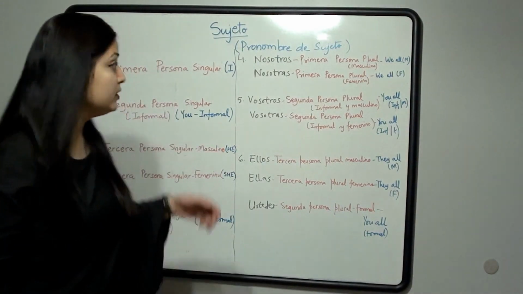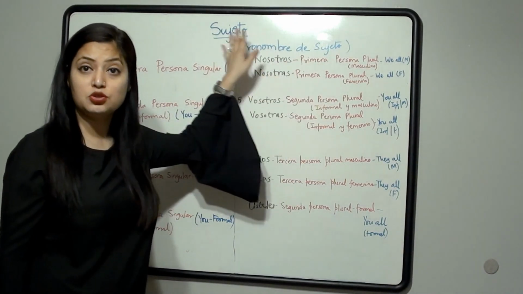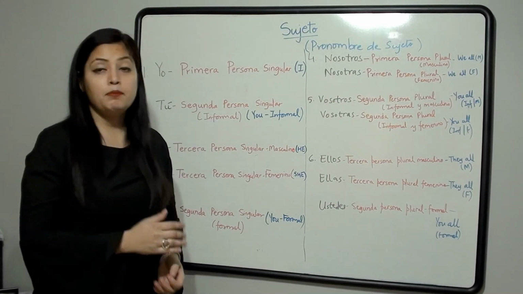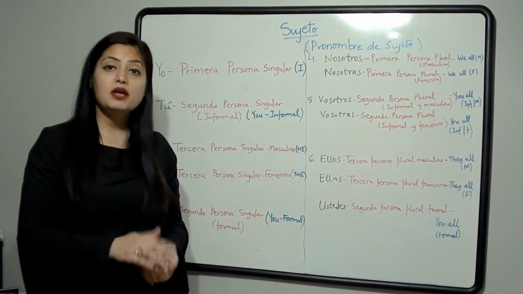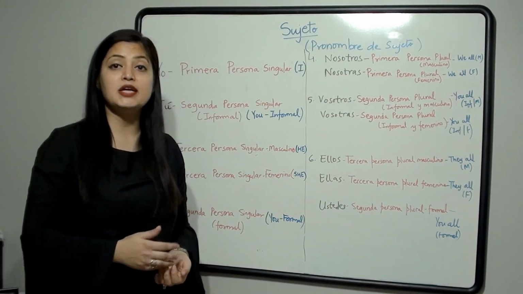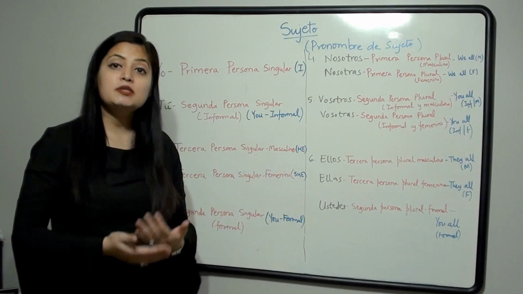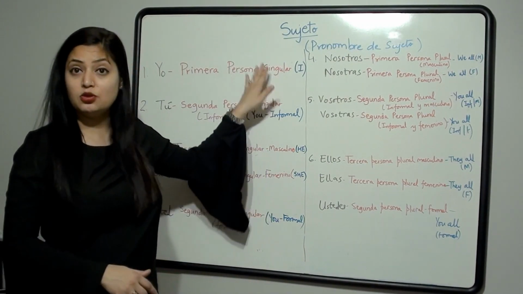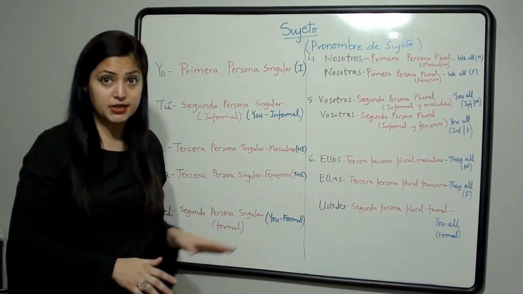So let us start with the sujeto or pronombre de sujeto. It is called sujeto, subject or subject pronoun. It is very important to get the sujeto or pronombre de sujeto right, because from the next video onwards we will start with the verbo or verb or the action word, and in Spanish the verbos or the verbs depend on the sujeto, the subject, for their conjugation. So it is very important that you get it right.